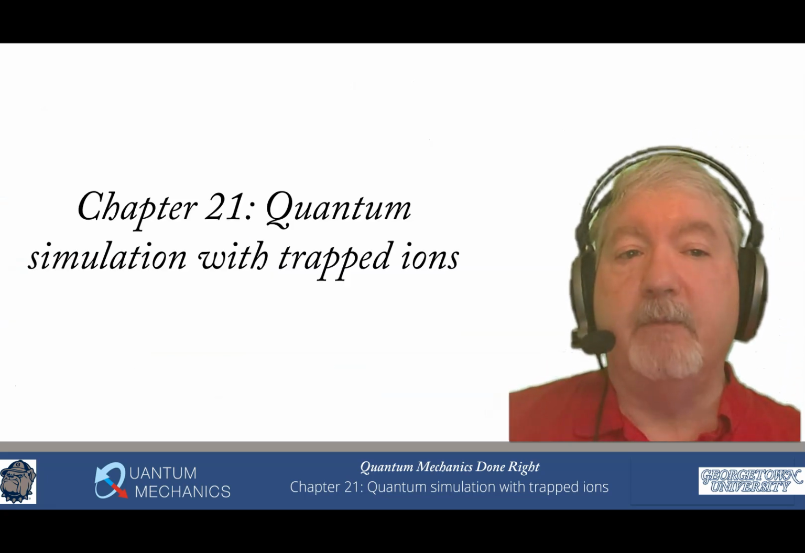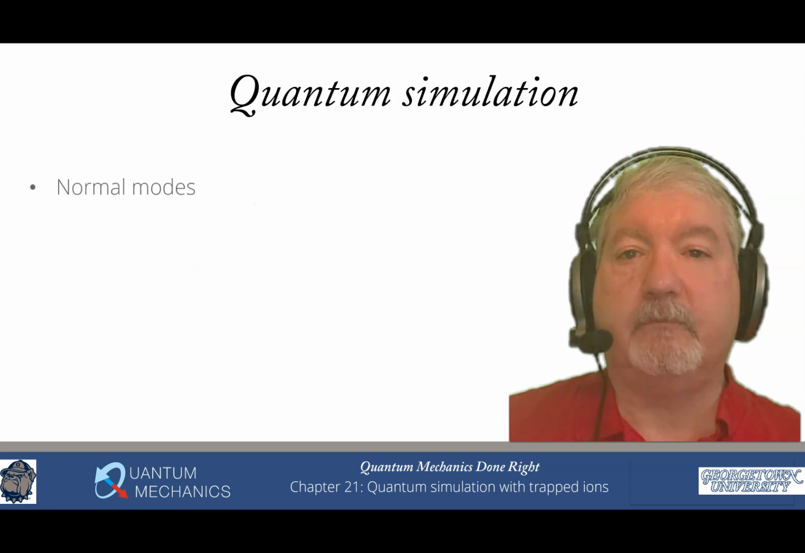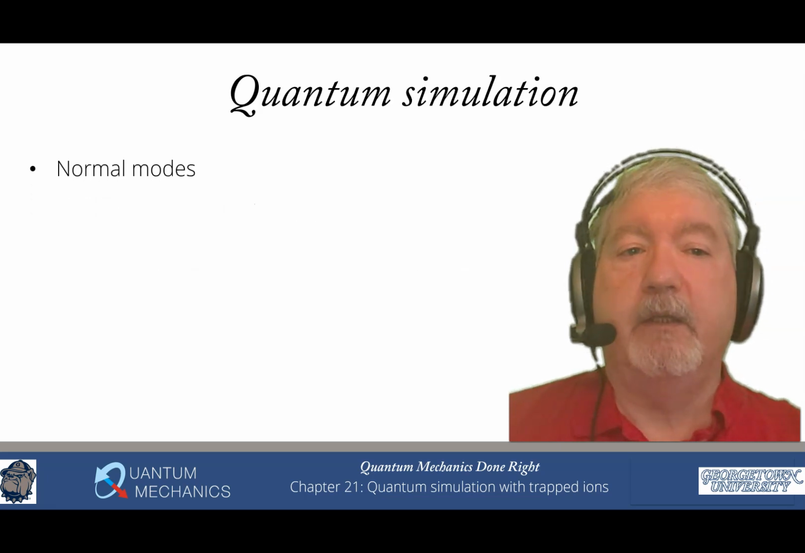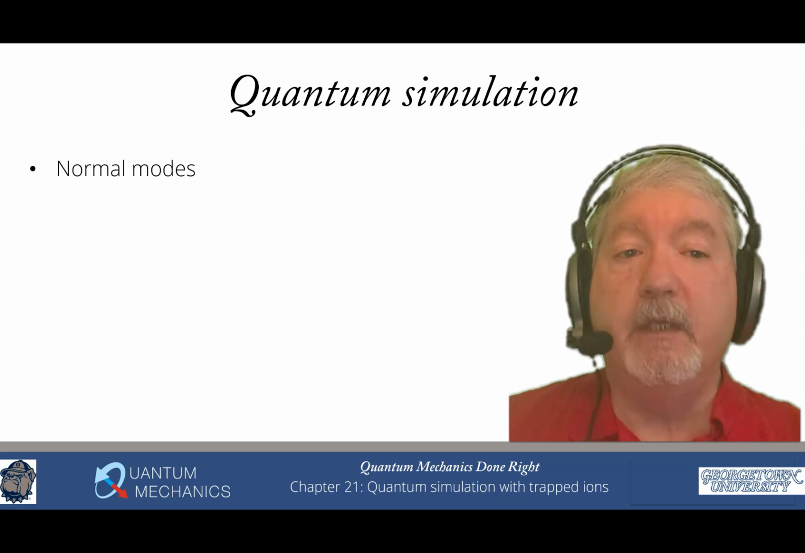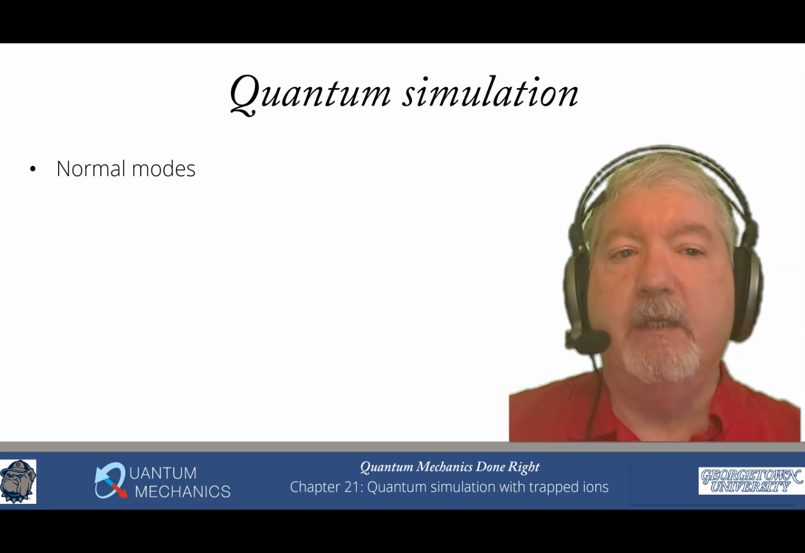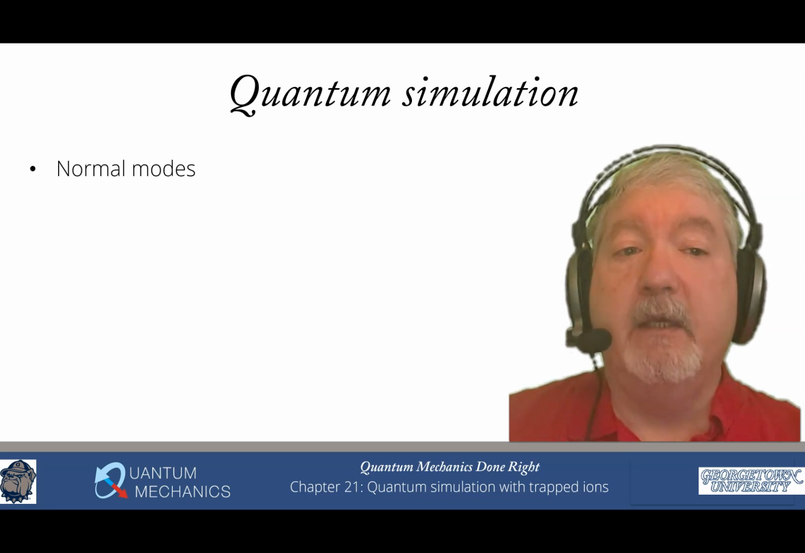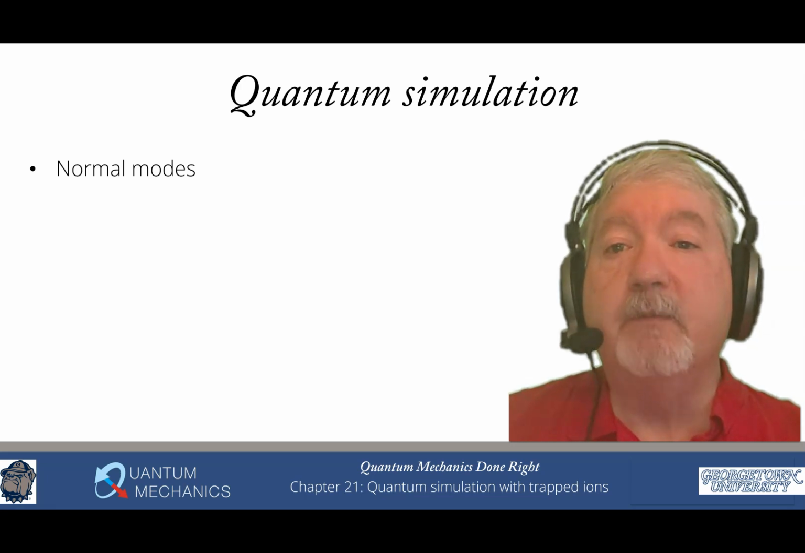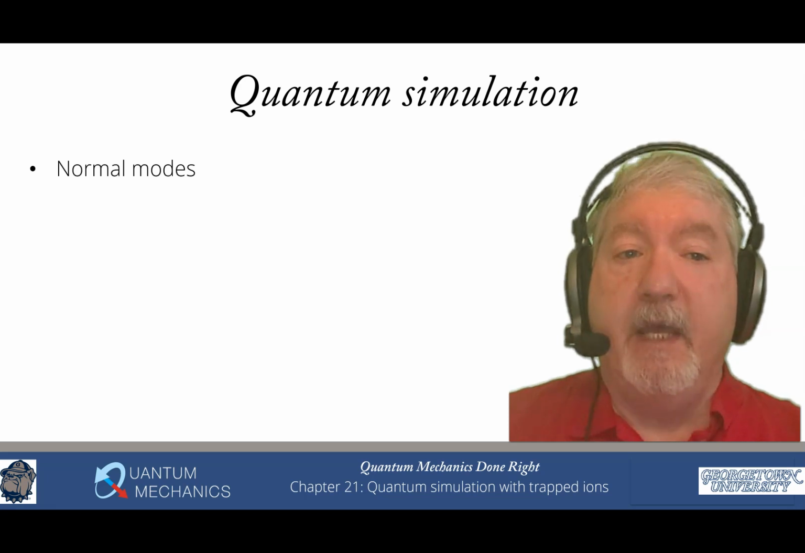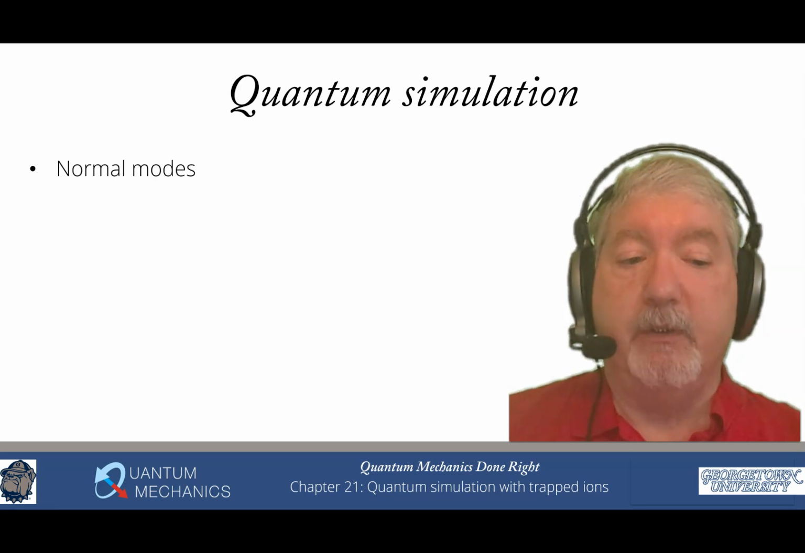Chapter 21, Quantum Simulation with Trapped Ions. We start off by calculating what are called the normal modes. These are also called phonons. They're the vibrational modes of the ions. A normal mode is a mode where every ion moves with the same frequency. Now, it's true that some ions might not move at all in some of the normal modes, but that still is okay. And the idea to figure out what they are is you assume that they move all with the same frequency, and then you determine the amplitude of that motion.